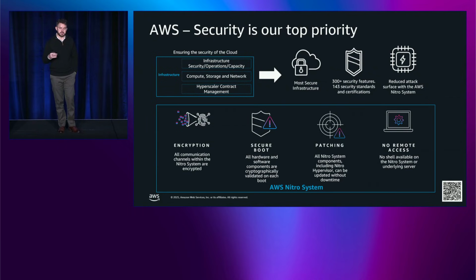By design, the Nitro system has no operator access. There's no mechanism for any system or person to log into an EC2 Nitro host and access the memory or access any customer data on local or remote volumes. On top of this, every boot sequence is cryptographically validated, and updates can be applied without interrupting what's most important to you and your customers.